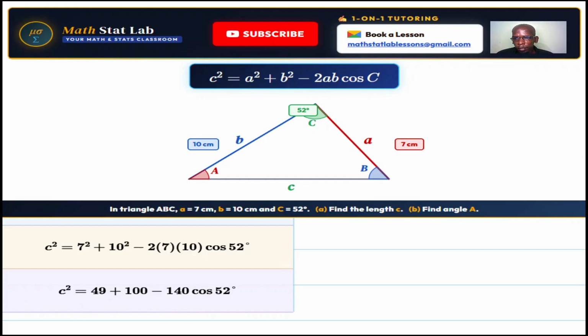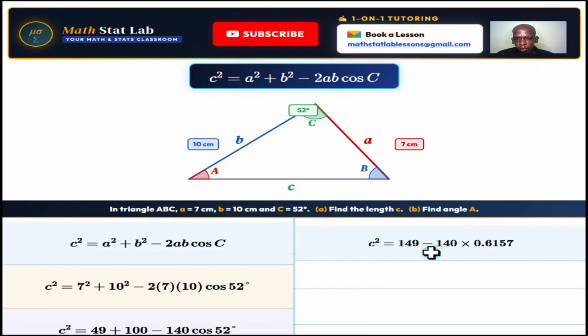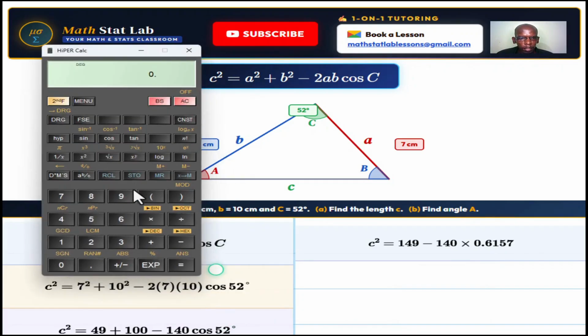Then we continue with the normal maths, and we say c squared equals 149 minus 140 multiplied by the cos of 52. And this cos of 52, we can get directly from the calculator. I come to the calculator here, put 52, then the cos of 52, and it becomes 0.6157 if I round it off to 4 decimal places.